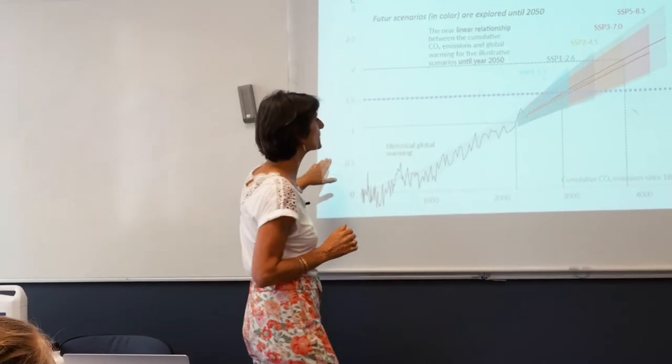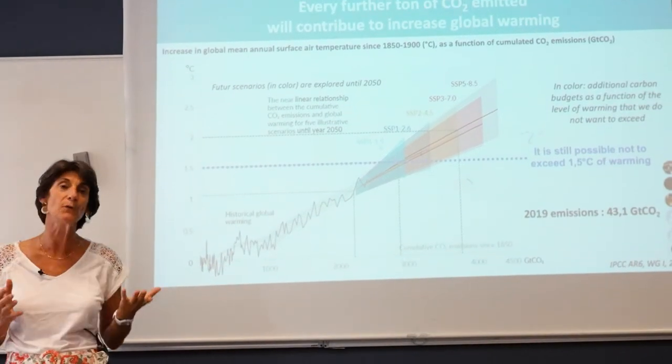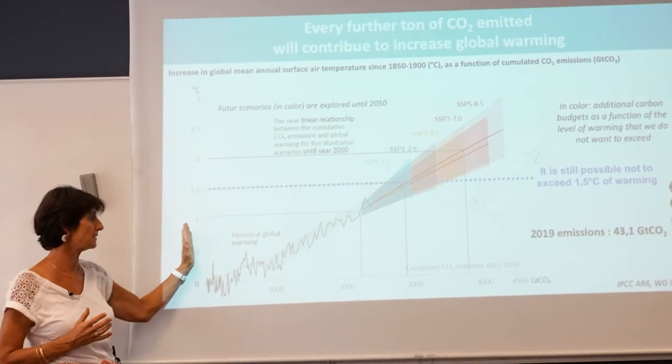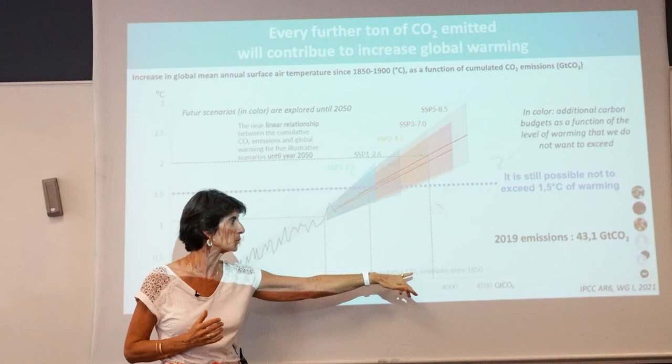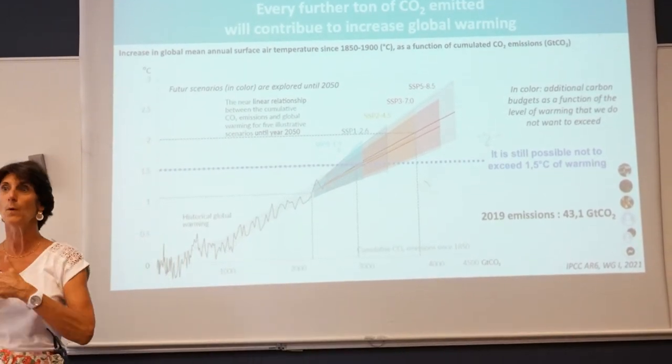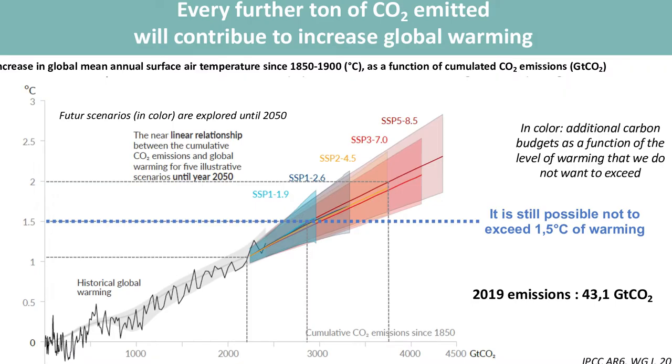So we talked about whether it will still be possible not to exceed 1.5 degrees of warming. So what we know for sure is that the level of warming here on the y-axis is proportional to the cumulative CO2 emissions since 1850. So the more we put CO2 in the atmosphere, the more we will warm our climate. There is a quasi-perfect relationship. So we have already emitted more than 2,000 gigatons of CO2 in the atmosphere. If we do not want to exceed 1.5, there is less than 800 gigatons of CO2 to be emitted. And then we need to stop. And we emit more than 40 gigatons of CO2 per year. So you just do your calculation. By 2040, we will have exceeded 1.5 degrees C if we do not reduce our emissions.